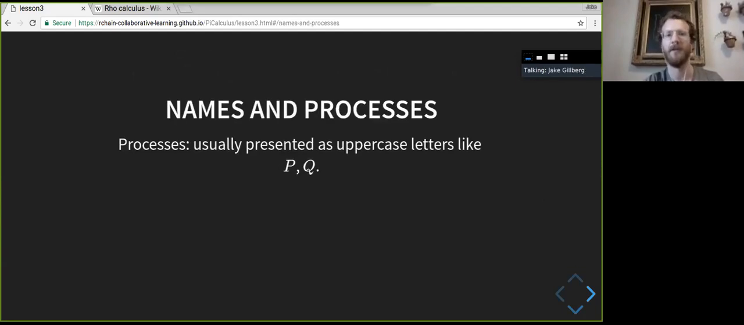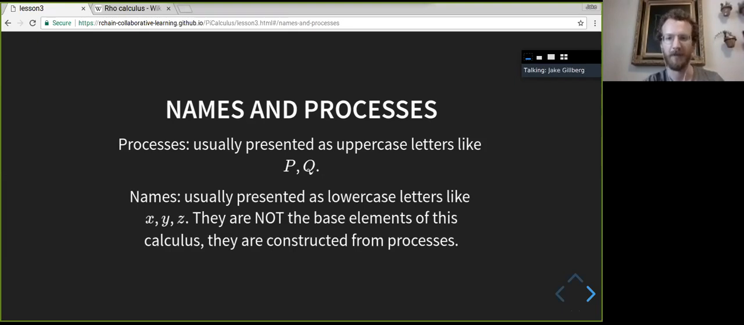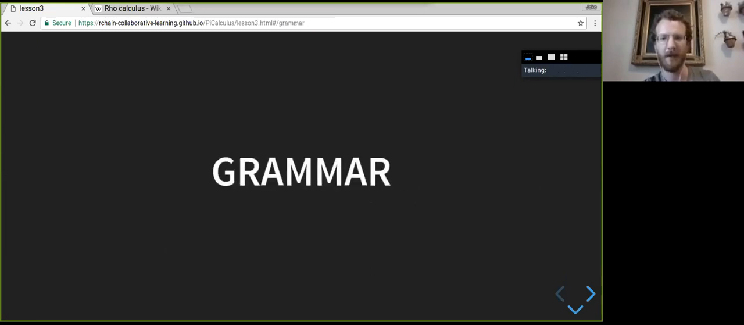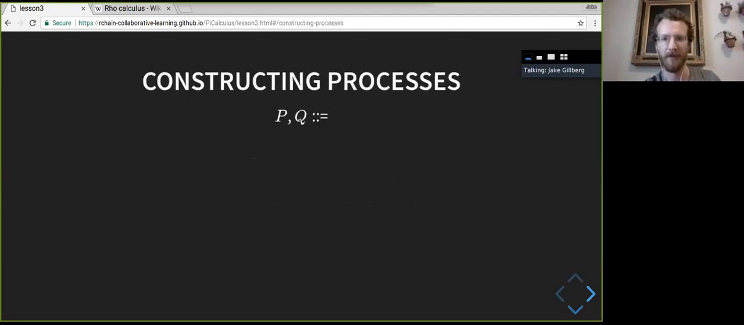Just like in the pi calculus, we have processes which are represented as uppercase letters, usually like P or Q. Then we have names presented as lowercase letters. So the difference is that names were the base element of our pi calculus, on which processes were made. But in the Rho calculus, our processes are our base element, and names are constructed from processes. So let's get into the grammar to see how this is done.